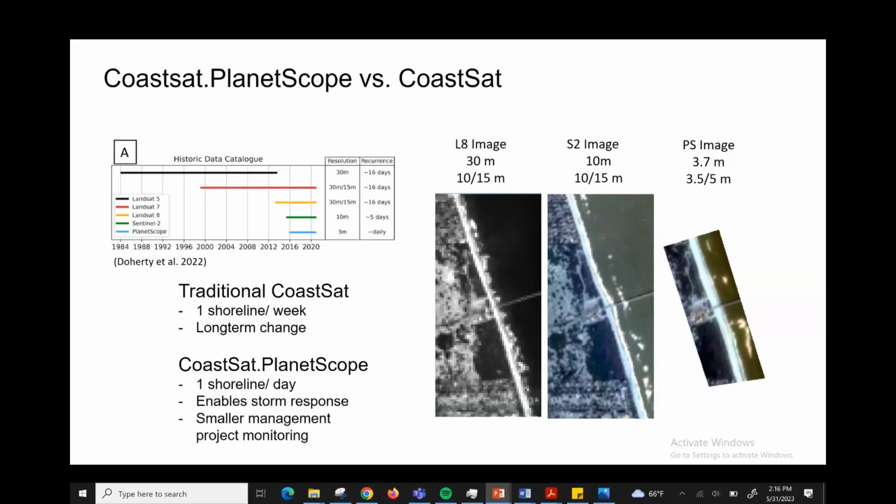So using Landsat and Sentinel, we have about 1 shoreline a week, which is good for long-term change, like Ian just talked a lot about. But with CoastSat PlanetScope, we can get a shoreline a day, and with that high resolution imagery and that higher temporal density, it allows us to use this imagery to enable storm response and smaller management project monitoring.